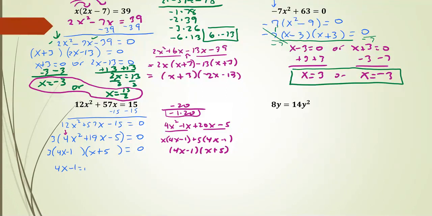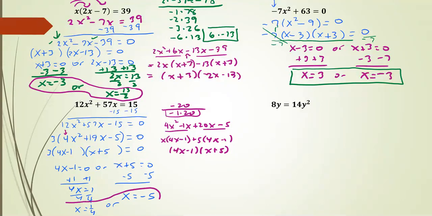I'm setting my variable factors equal to 0. And if I add 1 here, that gives me 4x equals 1, divide by 4. X is 1/4, and then take off 5 here, and x equals negative 5. So those would be the 2 solutions that go with this equation.